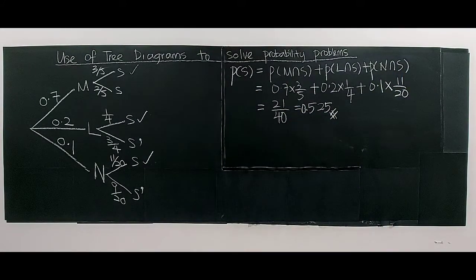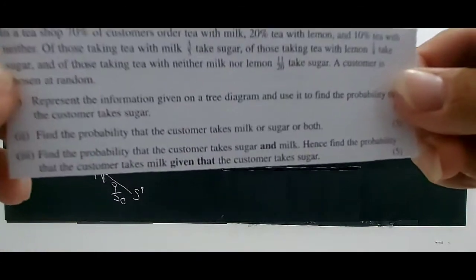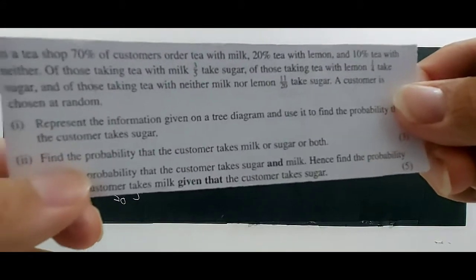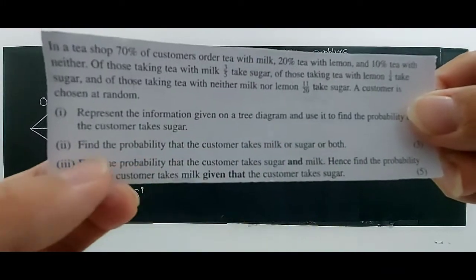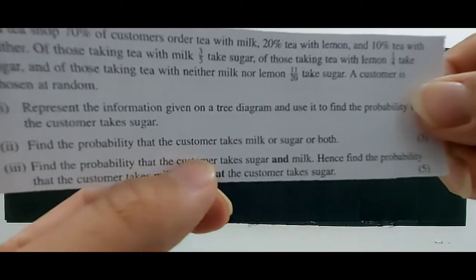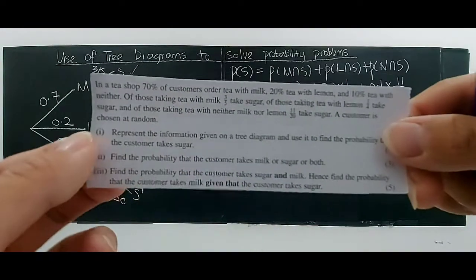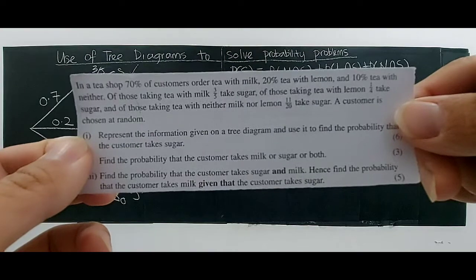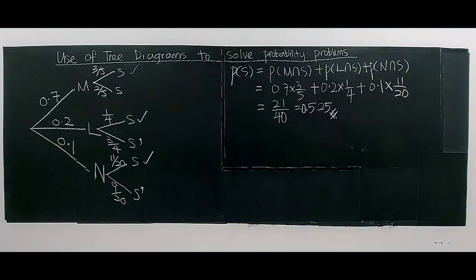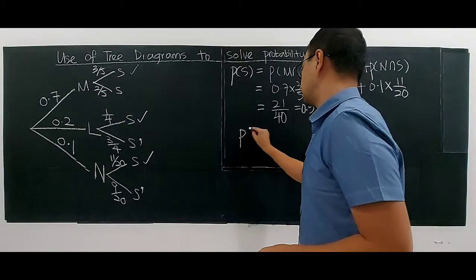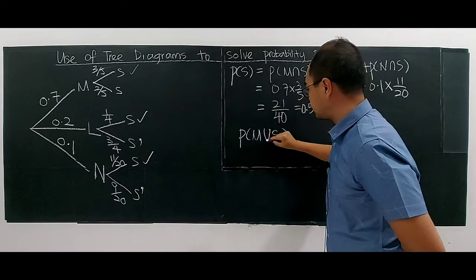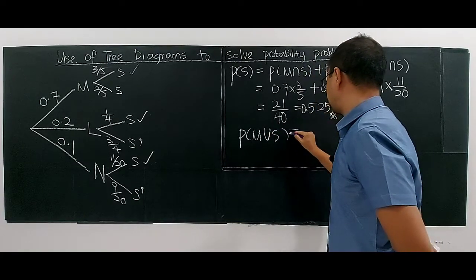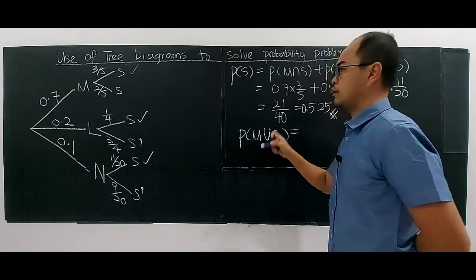Later on, look at part 2: find the probability that the customer takes milk or sugar or both. Read the question carefully. Taking milk or sugar or both is the meaning of the union, so it's the probability of M union S.